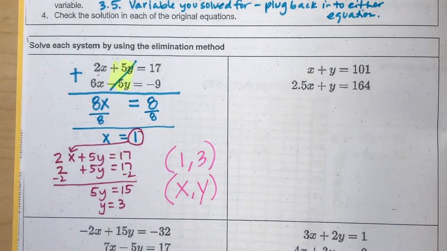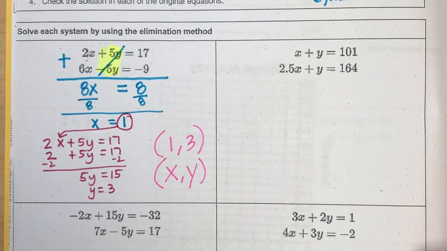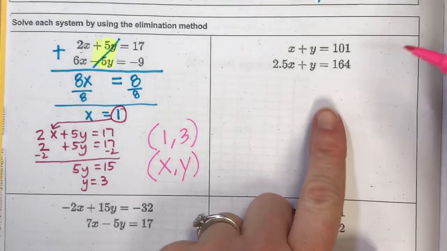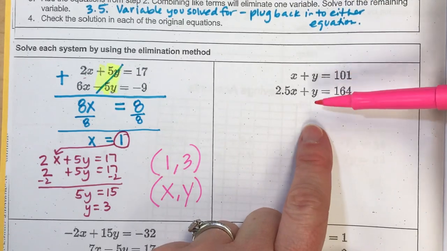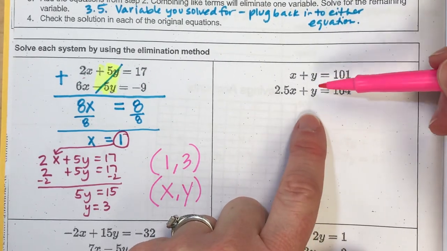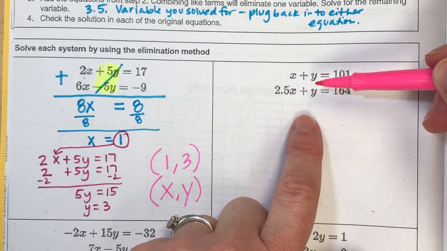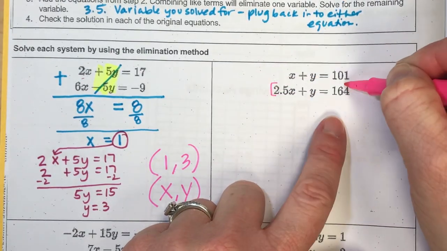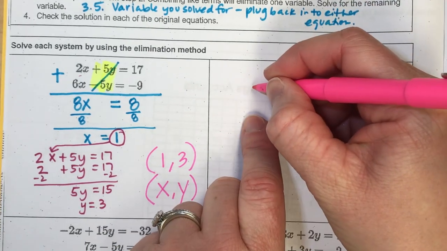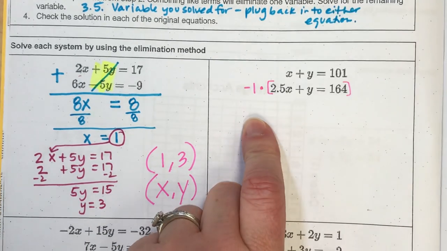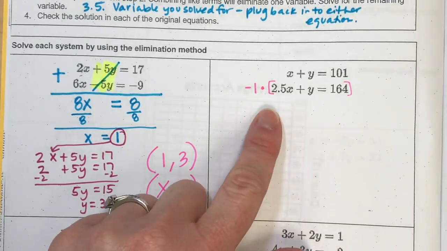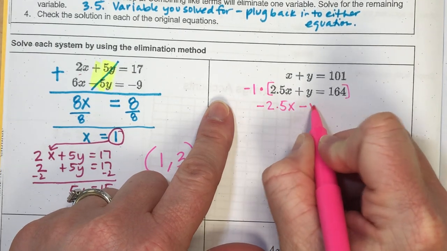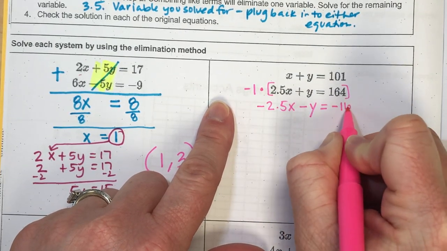So let's do a few more examples. I have 3 more left on this page. And what I see here is that with my variables that are aligned, I notice that my y's could cancel out if I made one of these equations negative. So I'm going to multiply the bottom equation here, I'm going to multiply everything by negative 1. So my new second equation, so that I can get these y's to cancel, will be negative 2.5x minus y equal to negative 164.